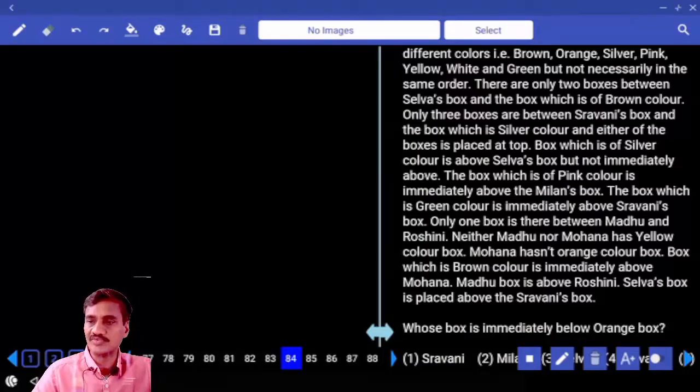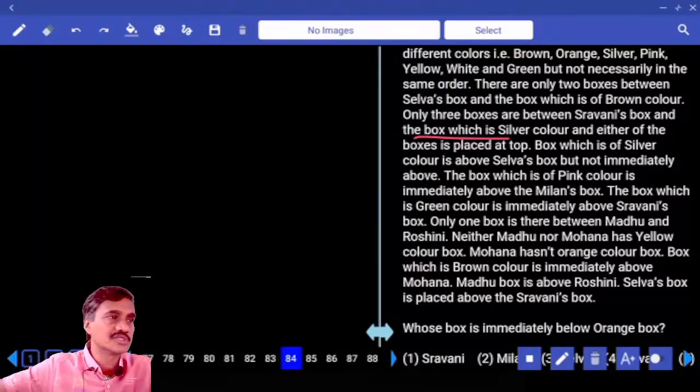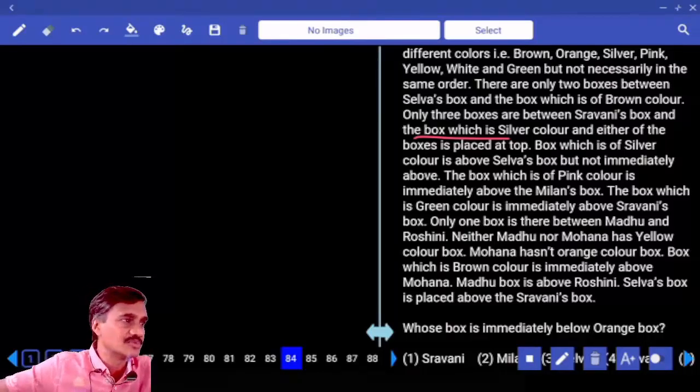And we have one more information here. There are 3 boxes between Shravani and Silver, and either of the boxes is placed at the top. Clear? Now దీంతో ఎందుకు స్టార్ట్ చేస్తున్నాం చెప్పండి. ఇంతకుముందు 2తో స్టార్ట్ చేస్తే పాసిబిలిటీస్ పెరుగుతాయి, 3 వచ్చే టైంకి పాసిబిలిటీ ఇంకోటి తగ్గుతుంది. క్లియర్? మోర్ ద నెంబర్ ఆఫ్ ఇన్ బిట్వీన్, లెస్ ద నెంబర్ ఆఫ్ పాసిబిలిటీస్ వీ హ్యావ్.